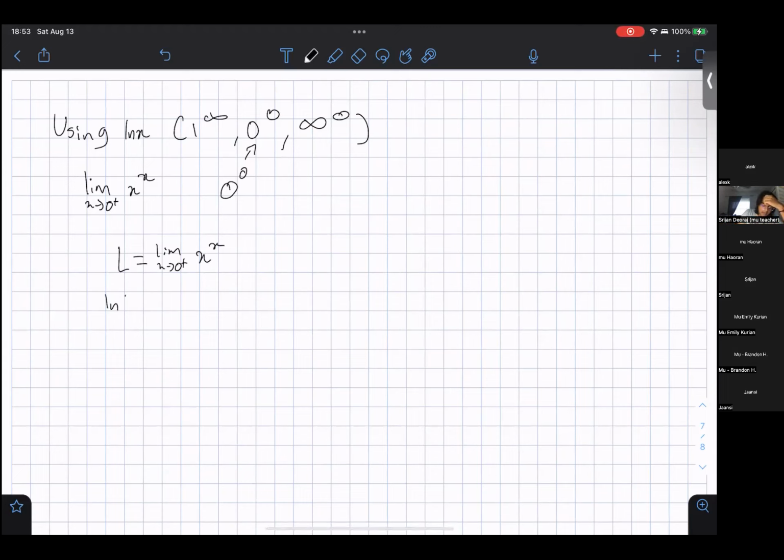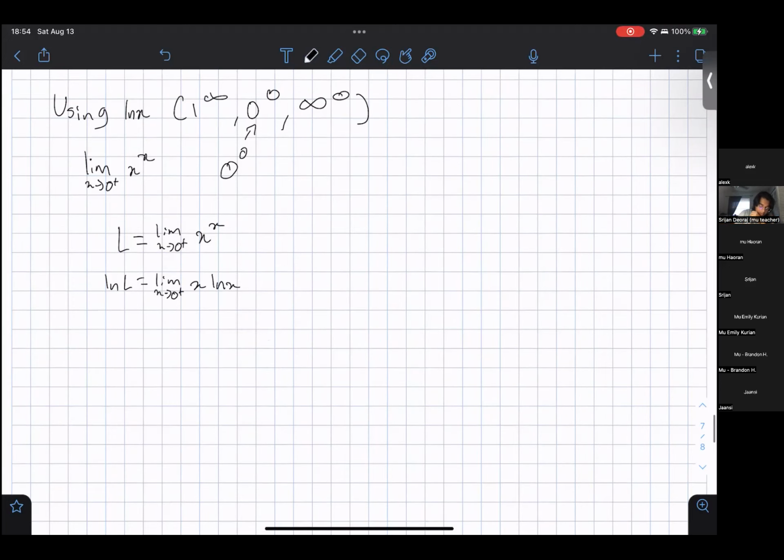So we have ln of L is equal to the limit as x approaches 0 of x times ln of x. And now what we're going to do is use a different technique called substitution, which basically says that if we don't like this 0 here, we can turn it into something else. Because if we were to plug in this 0 right here, we're going to get 0 times infinity, because the limit as x approaches 0 of x is just 0, but the limit as x approaches 0 of ln of x is infinity. So we can't evaluate this just yet.